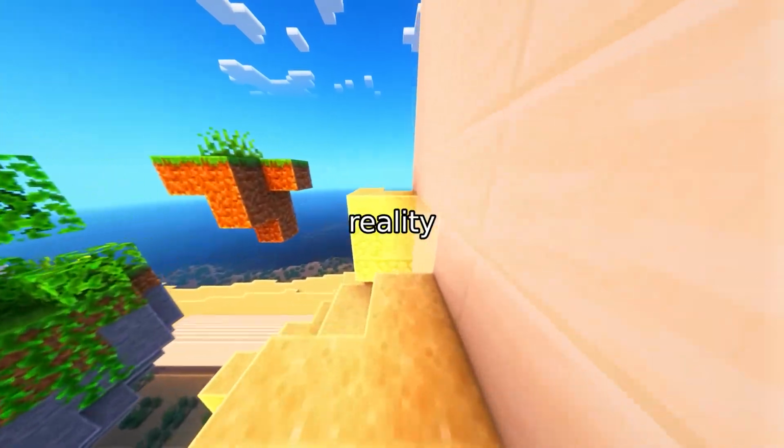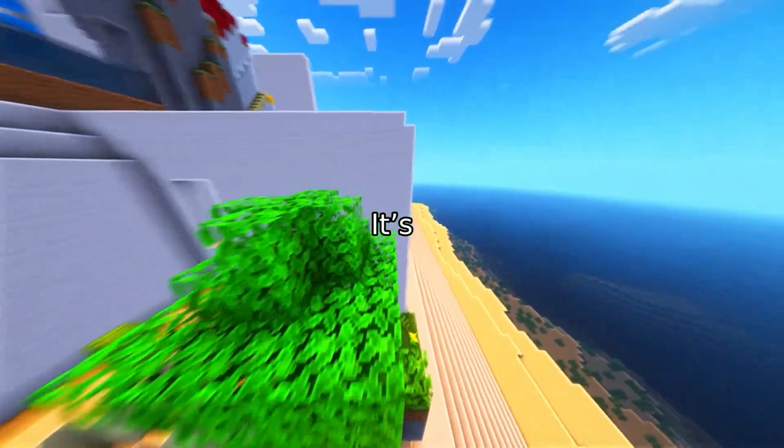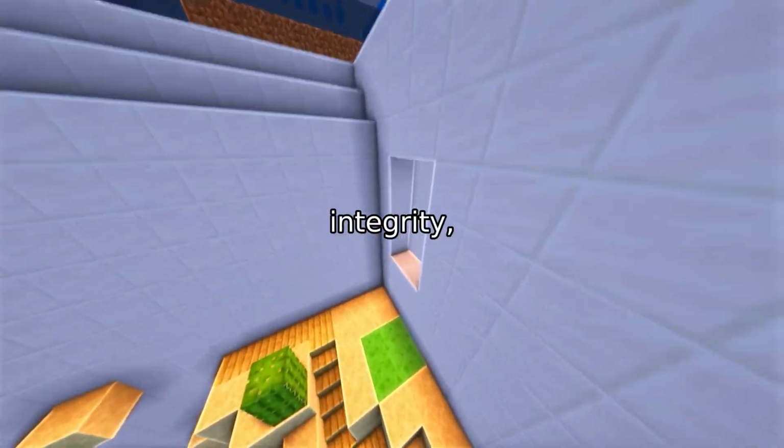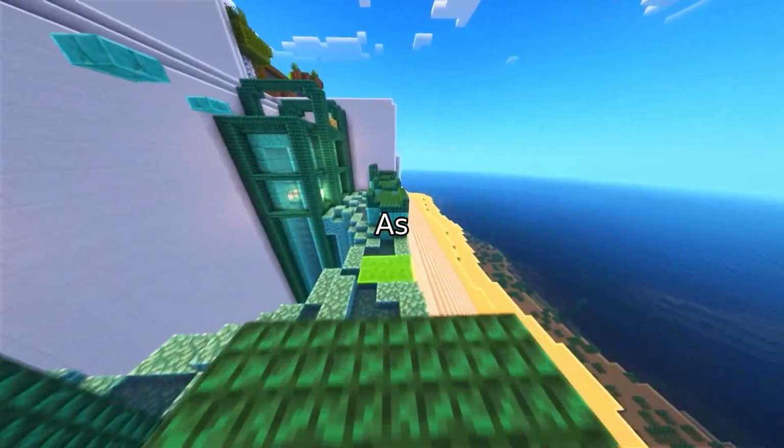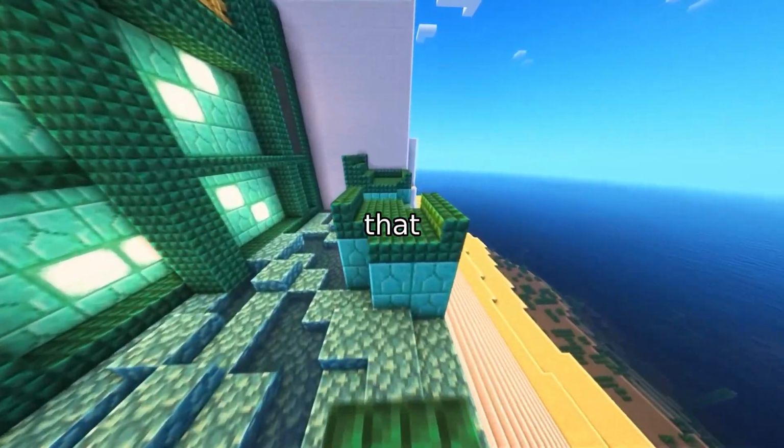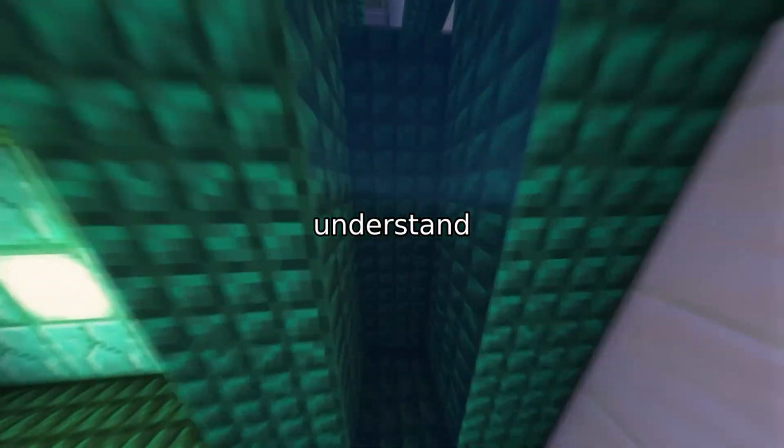Teaching an AI to simulate reality isn't just about scaling models. It's about aligning architecture with structural integrity, anticipating failure modes, and enforcing strict state consistency. As mass diffusion scales, we're moving toward agents that don't just memorize paths, but truly understand dynamic environments.